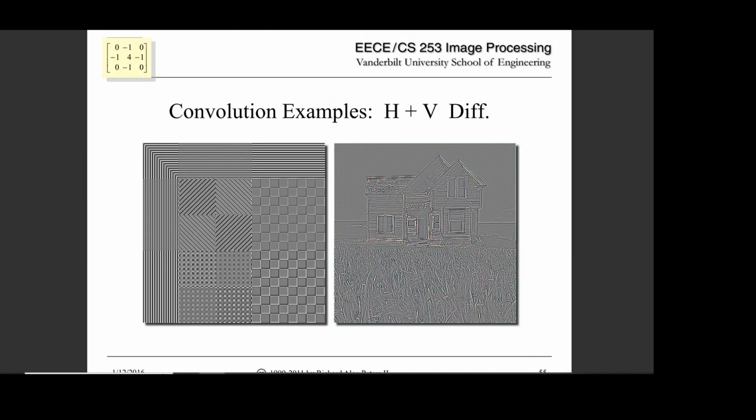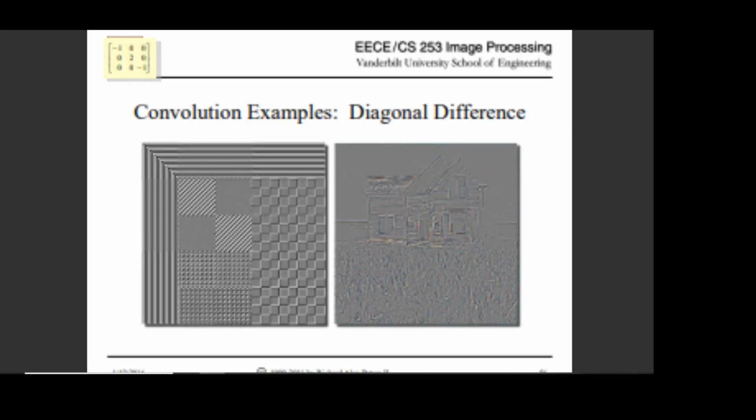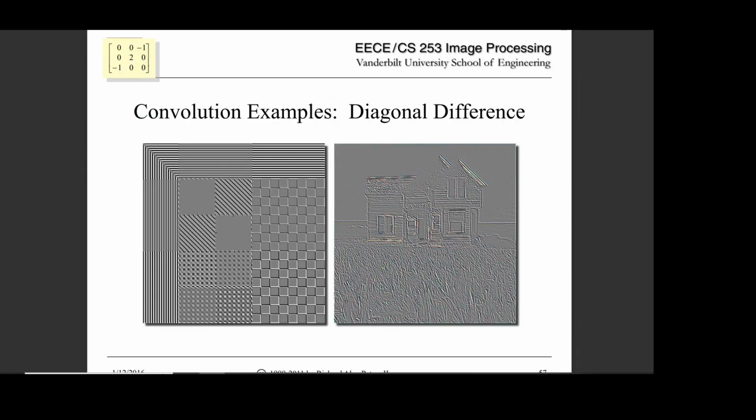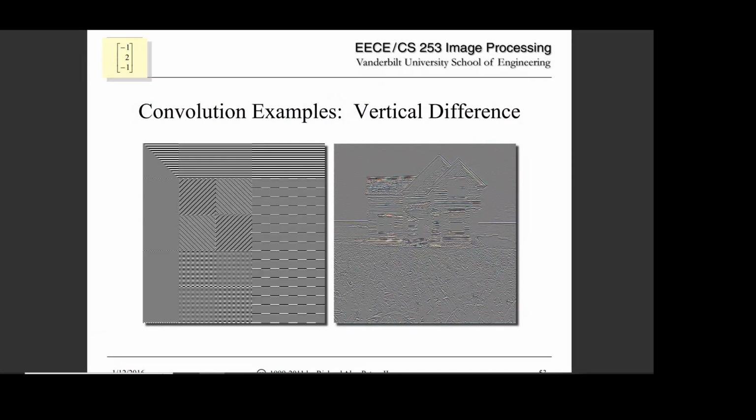Then we can add both. Okay, so we add vertical and horizontal derivatives, and now we see all the borders. And we can also compute derivatives in the diagonal. Then, for instance, it is interesting that this square disappears. Let's see why.